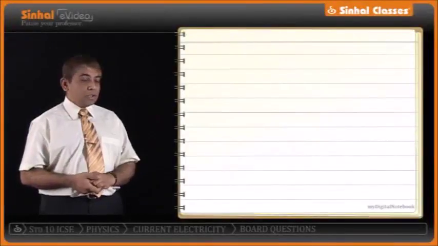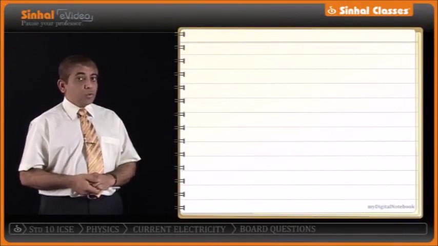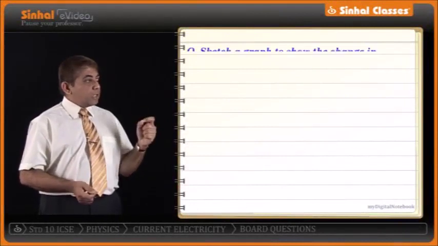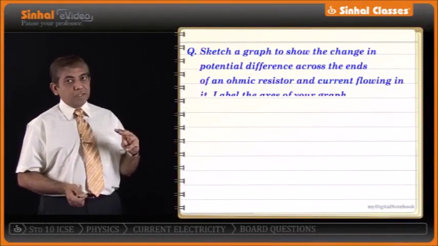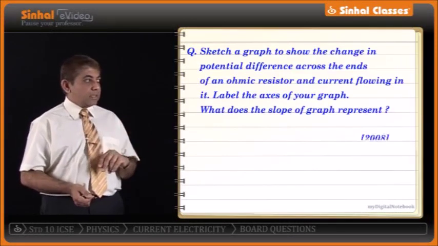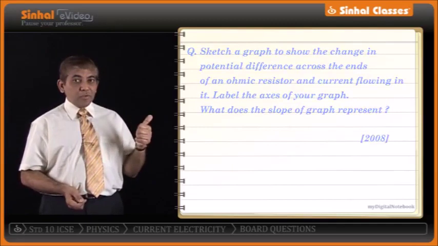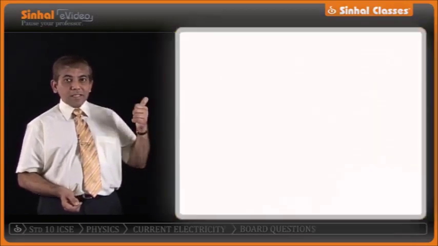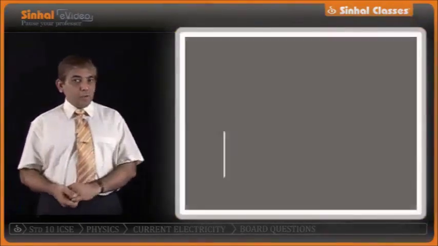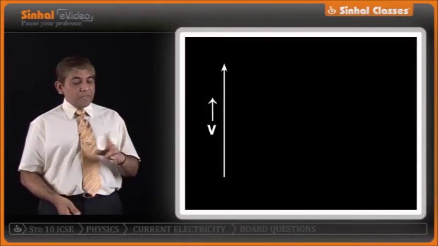But this one, again, is also a graphical question which came in 2008. Sketch a graph to show the change in potential difference across the ends of a conductor and the current flowing through it. That means which graph have you to draw here? Yes, it is the graphical representation of Ohm's law, where we plot the graph of V versus I.